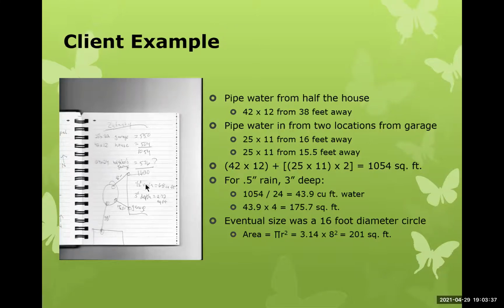So, as I said, the house is 42 by 12. Each half of the garage is 25 by 11. So this half of the garage here is 25 by 11. This half of the garage is 25 by 11.